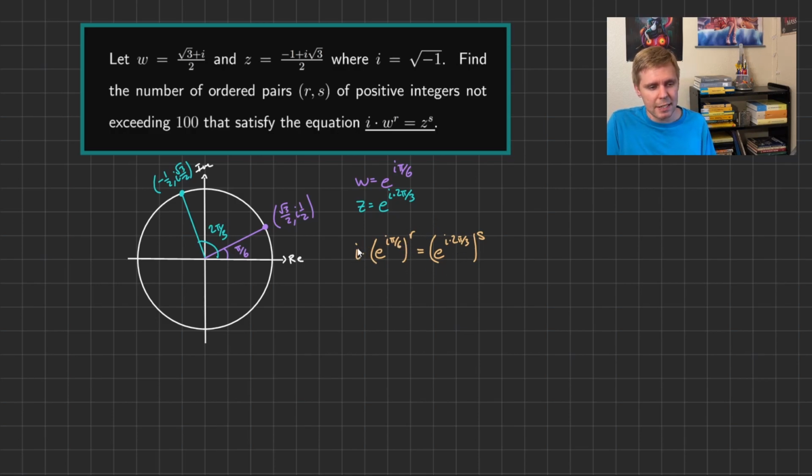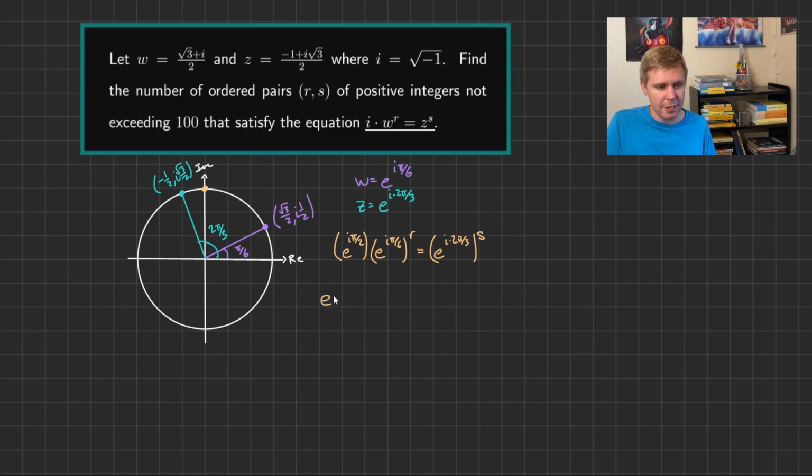I'm going to take this i and turn that into polar form as well. We know that i is up here on our unit circle, and that is at an angle of pi over 2. So i is e to the i pi over 2. And in fact, I'm just going to go ahead and replace that right now. Now let's just combine these things together.